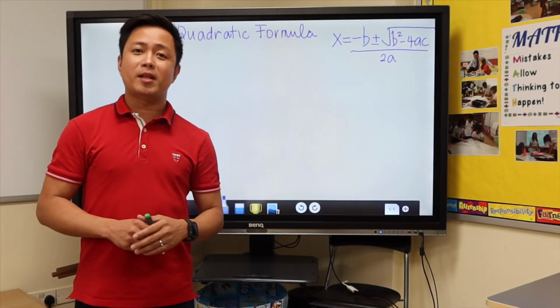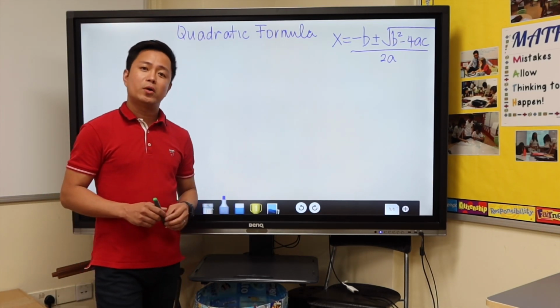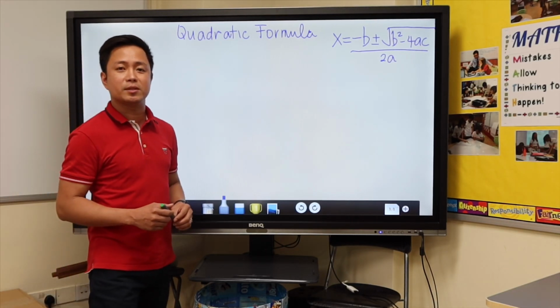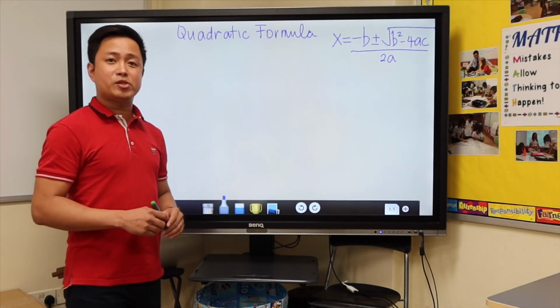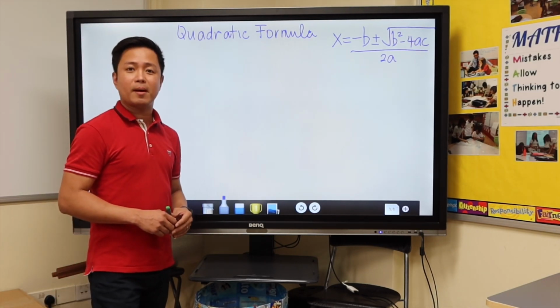This quadratic formula is helpful in solving for the roots of a quadratic equation or solving for the zeros or x-intercepts of a quadratic function. Today, I will be showing you how we arrive at this quadratic formula.